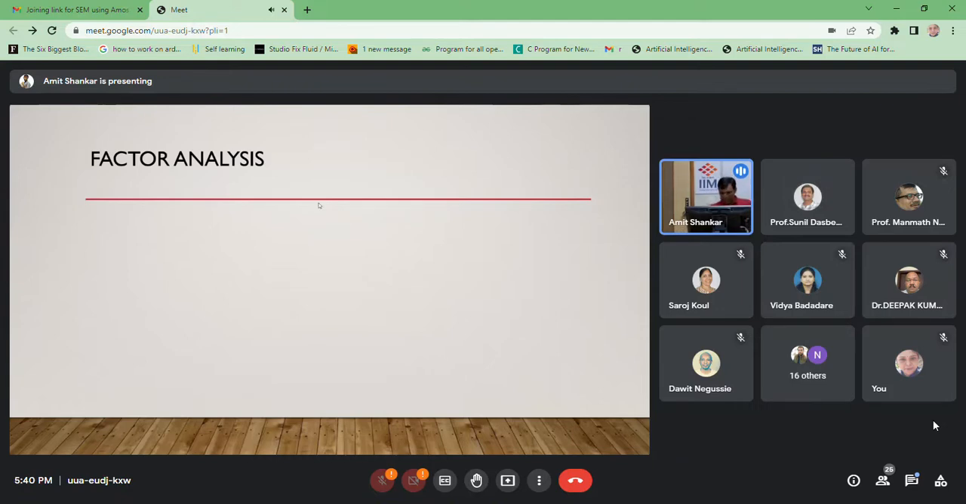Now, especially for PhD people, factor analysis is very important. We have two types of factor analysis: exploratory factor analysis, EFA, and confirmatory factor analysis, CFA. There is a huge debate about where to use EFA and where to use CFA. In SEM, we use CFA. In some cases we use EFA, and I will tell you where to use each.